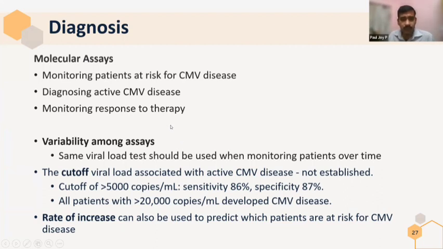The ideal cutoff for a diagnosis of an active CMV disease is not established. In general, when the copies are more than 5,000 copies per ml, it can diagnose a CMV disease with a sensitivity of 86% and a specificity of 87%. And almost all patients with more than 20,000 copies will have a CMV disease. The rate of increase can also be used to predict patients who are at risk of CMV disease.